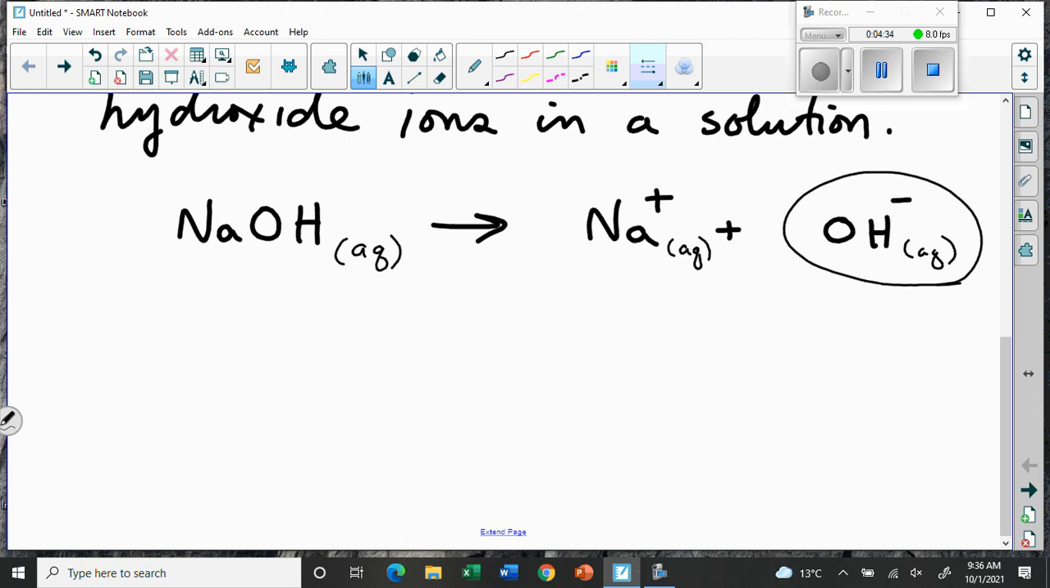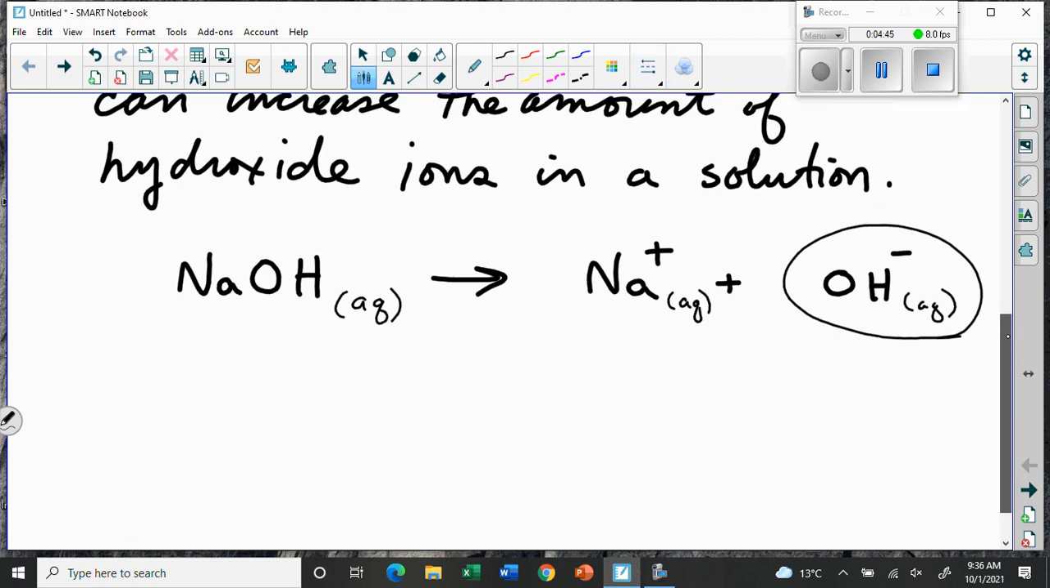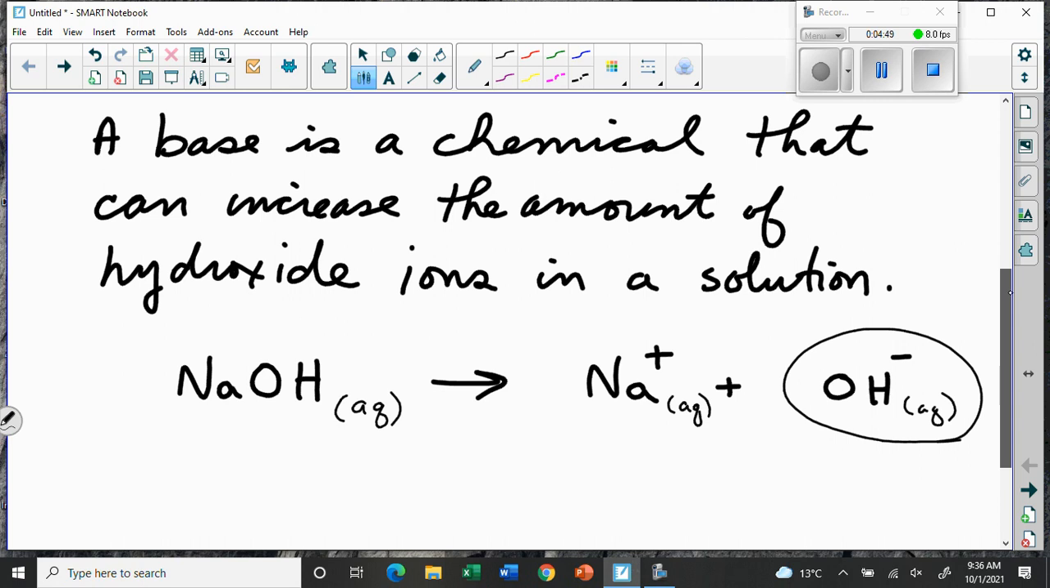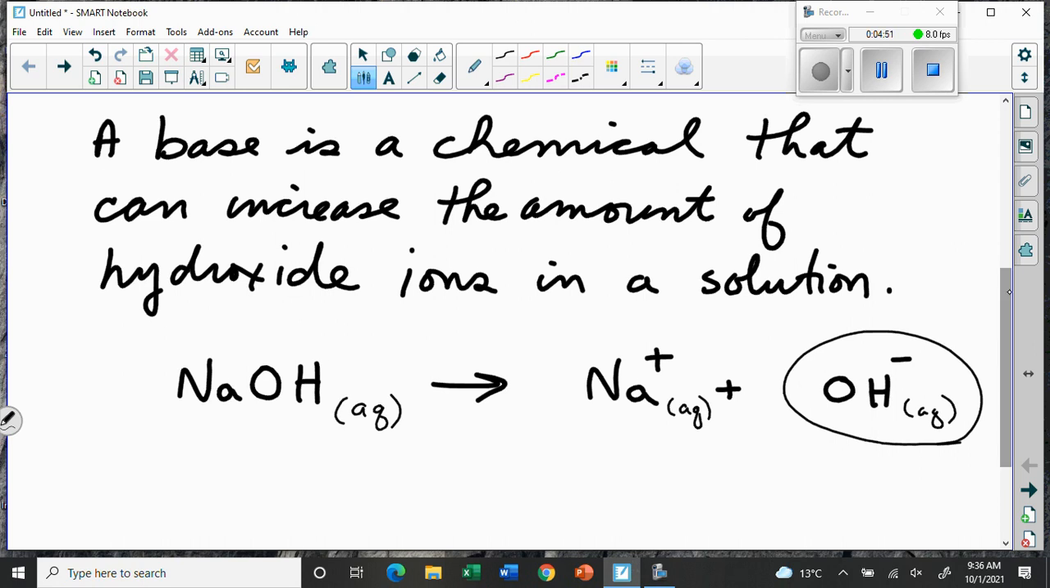They don't have a hydronium to get back together with. So they start building up in the solution as excess. All right? So excess. In fact, increases the amount of hydroxide, or I think if we use the same language as we did in the acid video, it's a chemical that causes an excess of hydroxide.